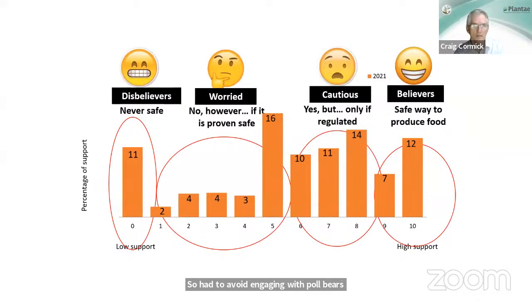We can break attitudes down into 4 key categories, and this works across almost all technologies. You've got the disbelievers who think it's never safe. You've got the worried group. They say, are you in support of this technology? No. However, if it was proven safe, I might change my mind. Then you've got the cautious yes. Are you in support? Yes, but only if regulated. Then you've got the believers. Yep, I'm happy with this technology, safe way to produce food.